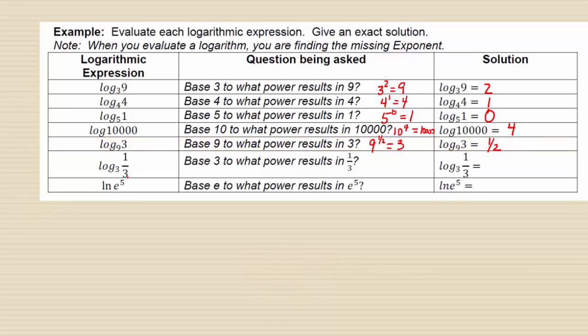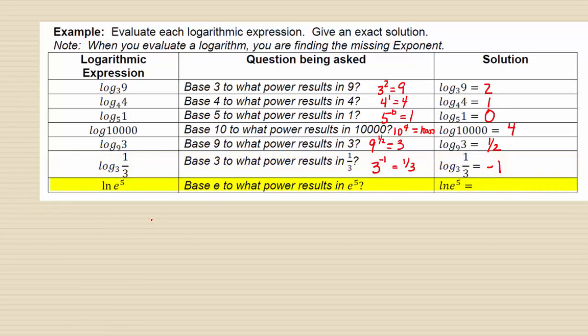Log base 3 of 1/3. So that's saying base 3 to what power results in 1/3? 3 to what power gives you 1/3? Remember, when you get the reciprocal, it's because the power is -1. So 3 to the -1 power gives you 1/3.